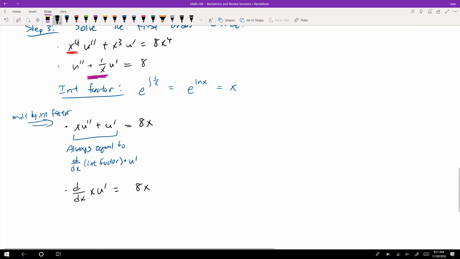And now we want to get rid of that d dx, so we're going to integrate both sides. Okay. And now I have x u prime is equal to, the integral on the right-hand side is going to be 4x squared plus some constant of integration, c1.